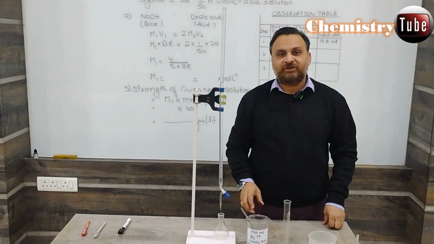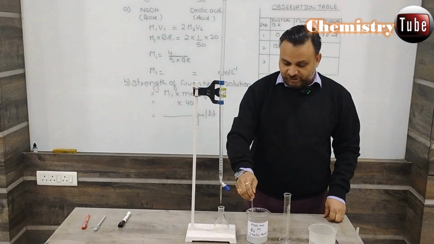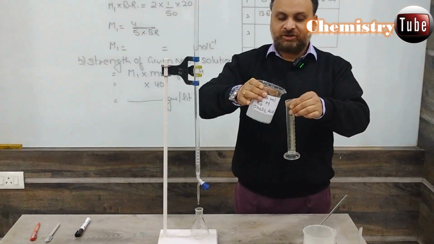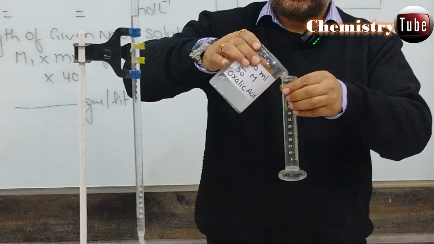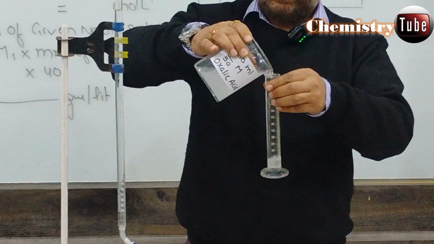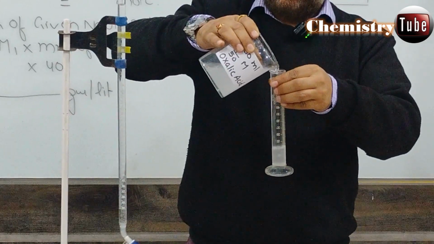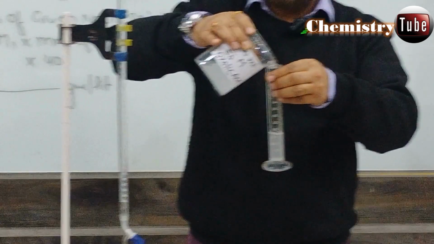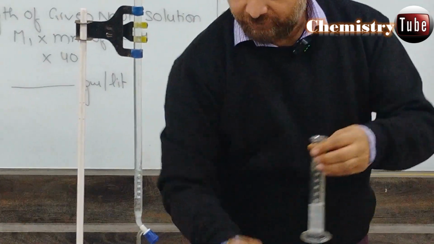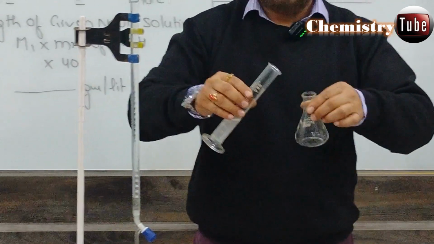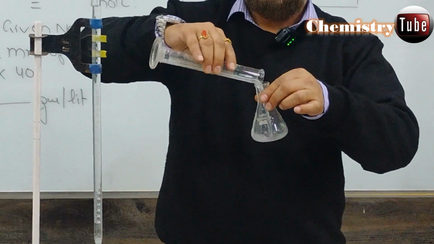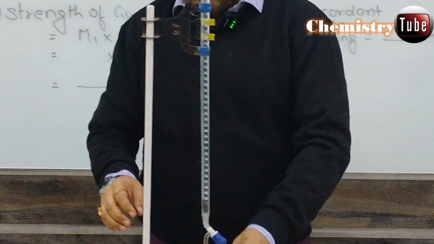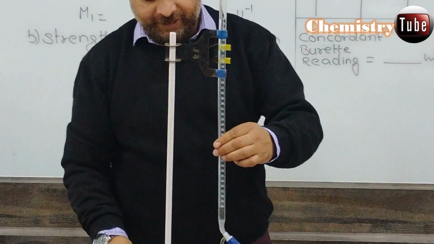Now let us proceed to take the second reading. First of all, we will repeat this procedure. We will take 20 ml of oxalic acid solution with the help of this measuring cylinder. Now again we have this 20 ml of oxalic acid solution in this measuring cylinder. Now what we need to do? We need to transfer this oxalic acid into this conical flask. We have done it. Now our reading will start from 13.8.